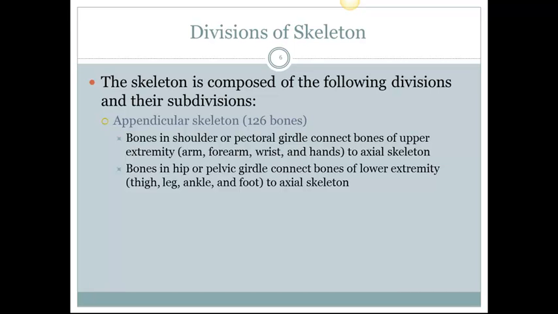The skeleton is composed of the following divisions and subdivisions, and now we're going to talk about the appendicular skeleton, which consists of 126 bones. These bones can consist of the shoulder or the pectoral girdle, which connects bones of the upper extremities such as the arm, forearm, wrist, and hands, and they attach to the axial skeleton. The bones in the hip or pelvic girdle connect to bones of the lower extremity, which are the thigh, leg, ankle, and foot, which attach to the axial skeleton.